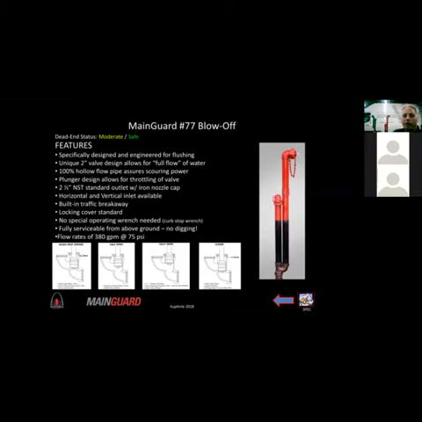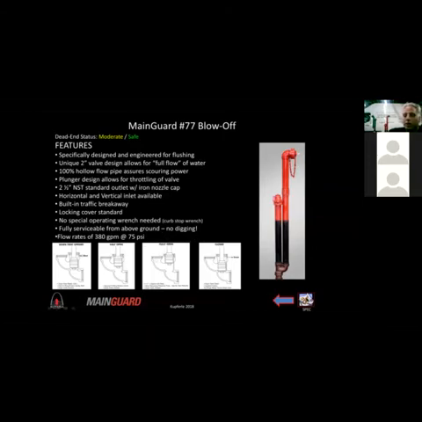Has a built-in traffic breakaway. It has a locking cover that goes over so you can lock it up. No one can try and use the hydrant. The operating nut is a curb stop, so it's a wrench that you already have on your truck, which makes it very convenient. The one on the number 2 is a pent, just like a fire hydrant, so you have a pent nut on the number 2. So again, a simple wrench that you have on the truck. And again, you can do all the servicing above ground, and I'll show you how that looks here in just a minute.